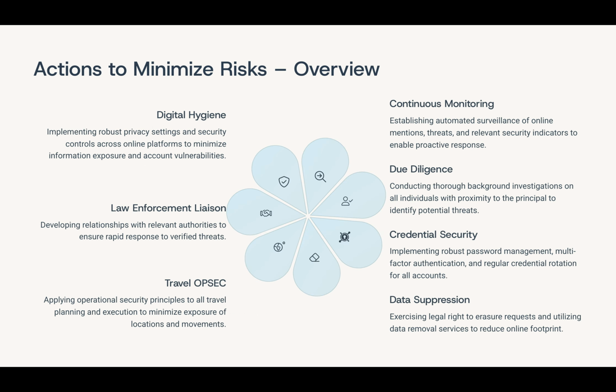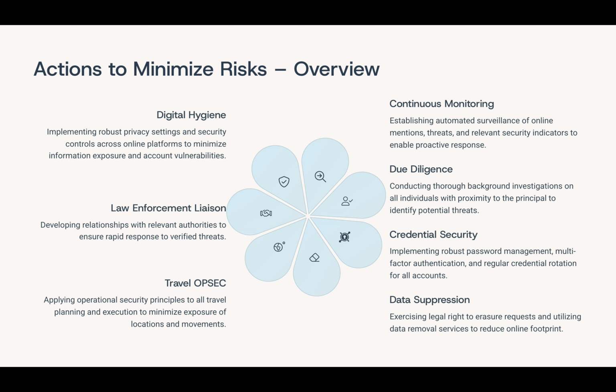This slide outlines several key actions to significantly minimize risk for high-profile individuals and their families. First, practicing strong digital hygiene is essential. Applying stringent privacy settings and security controls reduces the amount of personal information exposed online and helps secure accounts against unauthorized access. Continuous monitoring is another critical strategy. Automated tools track online mentions, threats, and other indicators so that any concerning activity can trigger a prompt, proactive response.